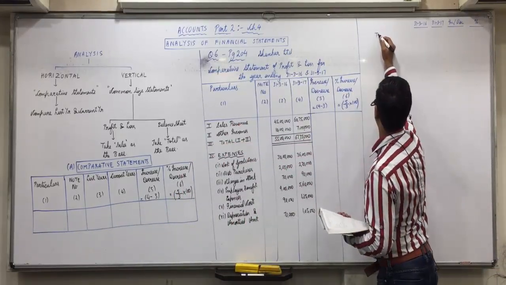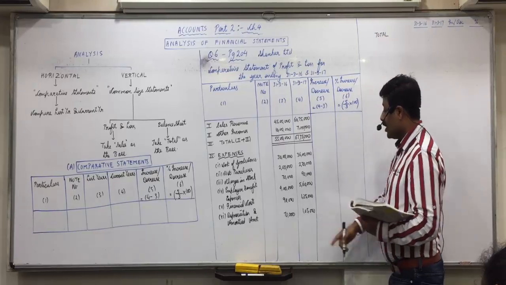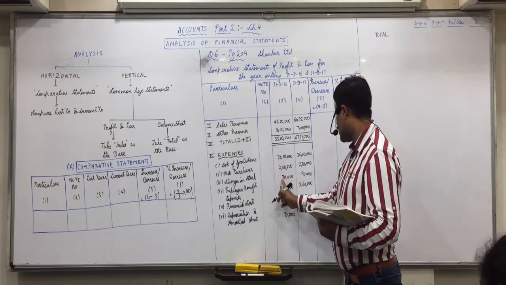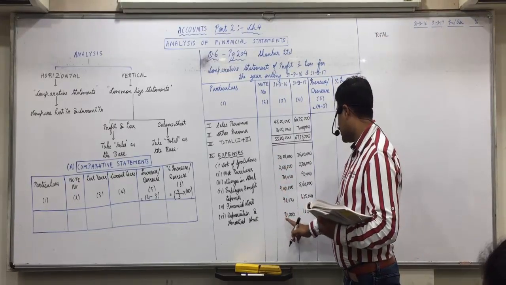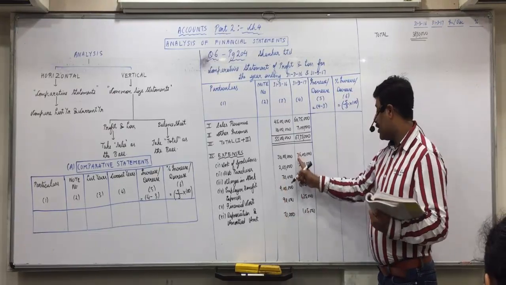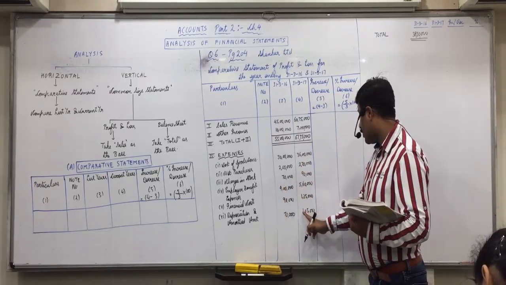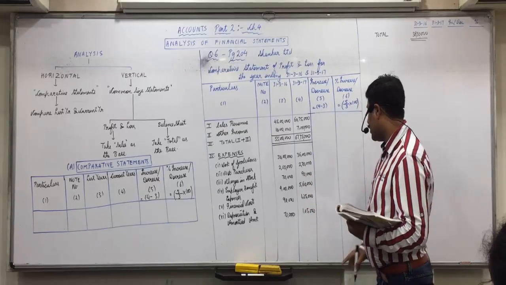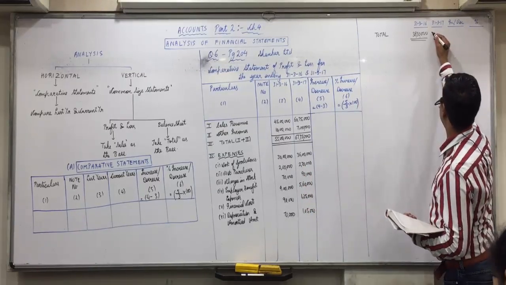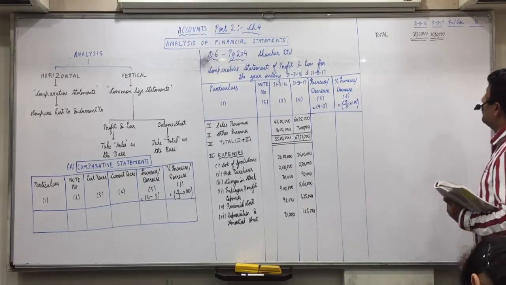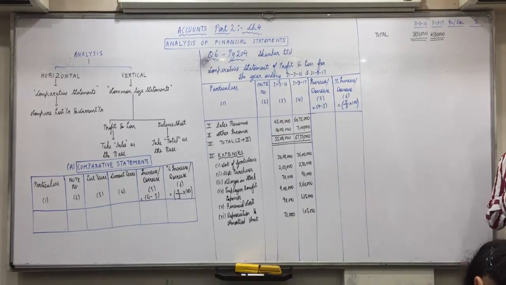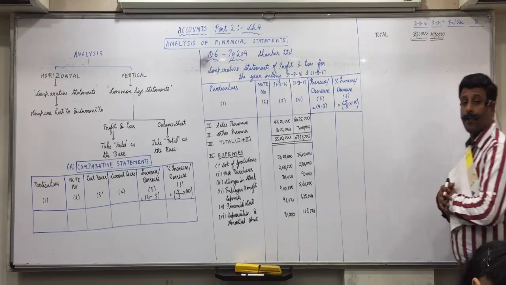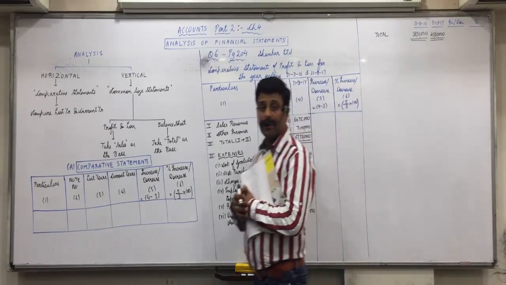Then we do the total. 38 lakh 30,000 and 47 lakh 60,000. Is everyone clear with this? Anyone having any doubt up till expenses? Raise your hand, we're still writing till expenses.